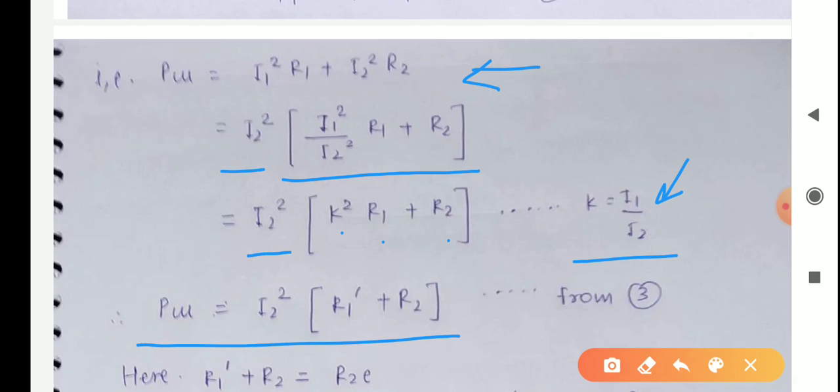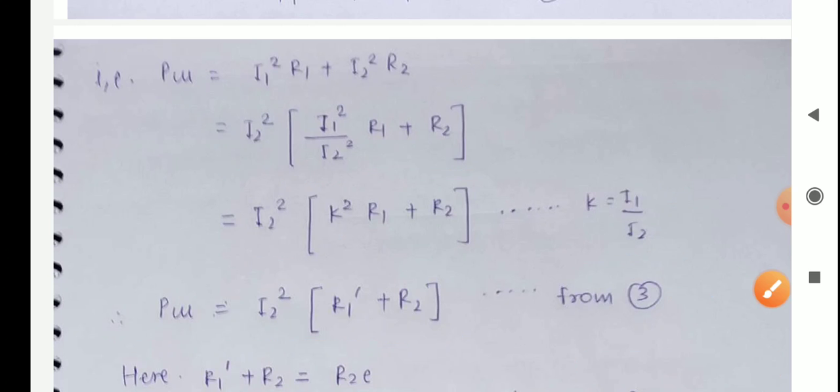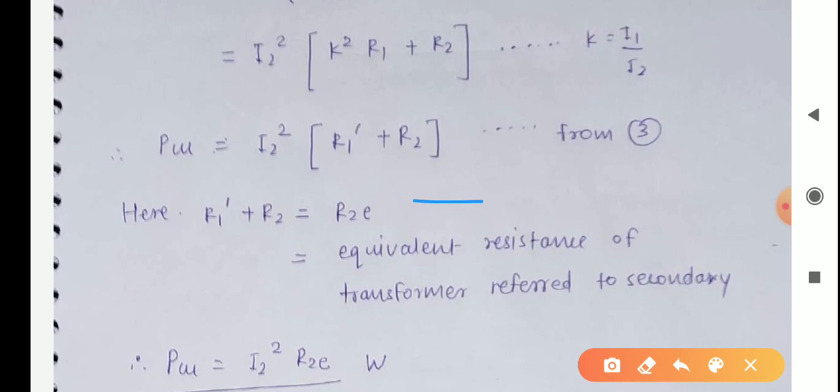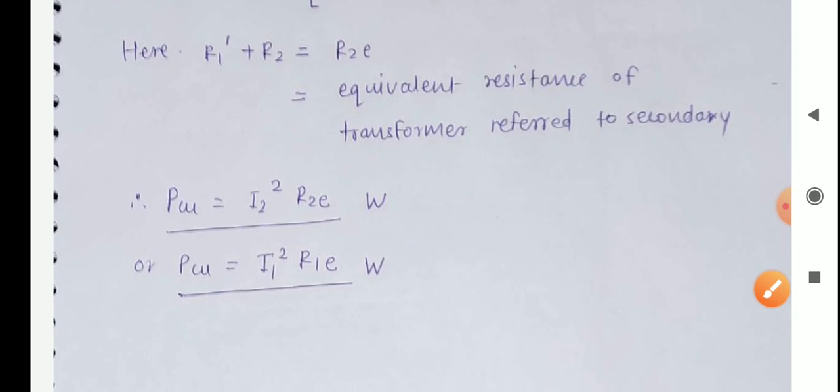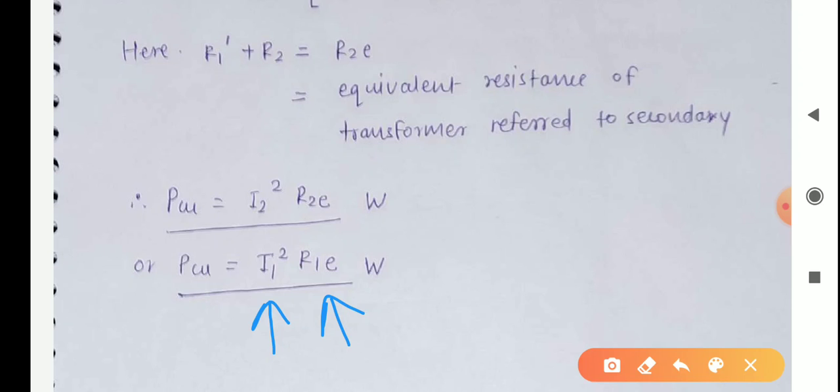Therefore copper loss will become I2 square in bracket R1 dash, where R1 dash is the equivalent of primary referred to secondary, plus R2, from the expression number 3 which we have derived previously. Here R1 dash plus R2 will be equal to R2E, the equivalent resistance of transformer referred to secondary. So our copper loss expression will become I2 square R2E, that is secondary current squared multiplied by equivalent resistance of transformer referred to secondary. Similarly, copper loss can be written as I1 square R1E, that is primary current squared multiplied by equivalent resistance of transformer referred to primary.